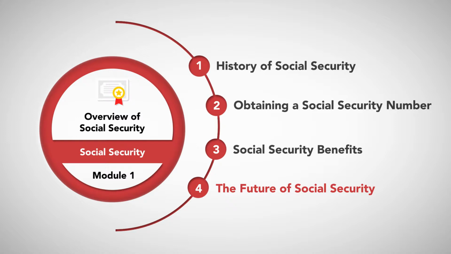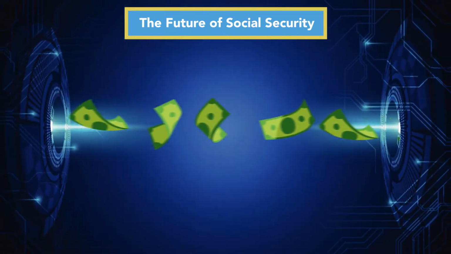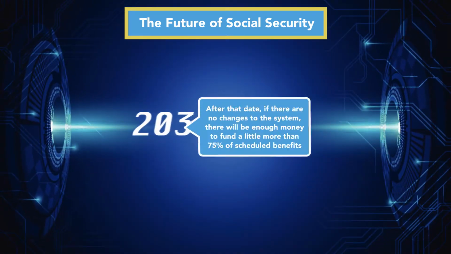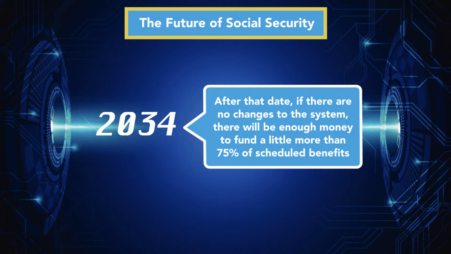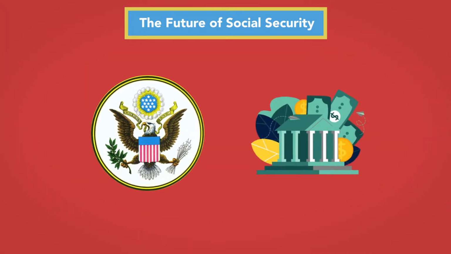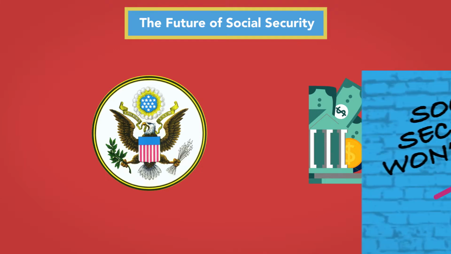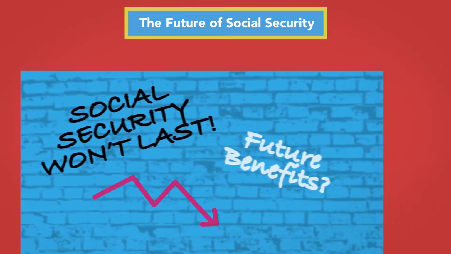The future of Social Security. Social Security is fully funded only until 2034. After that date, if there are no changes to the system, there will be enough money to fund a little more than 75% of the scheduled benefits. While the federal government may subsidize Social Security from elsewhere in the federal budget, the handwriting is on the wall that Social Security cannot sustain itself much longer.